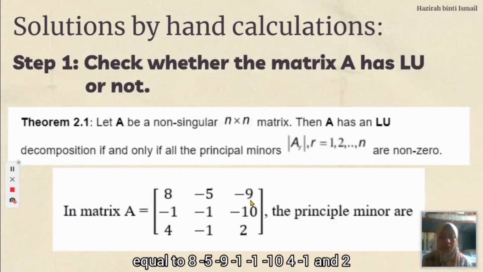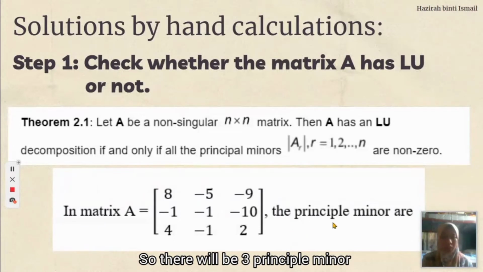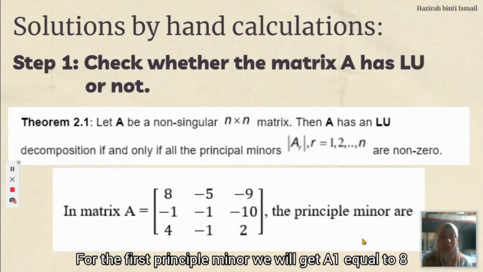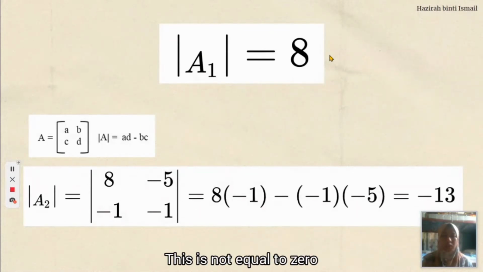So, looking at our problem, our matrix A will be 3 by 3, which is A equal to 8, negative 5, negative 9, negative 1, negative 1, negative 10, 4, negative 1, and 2. So, there will be 3 principal minors because this is 3 by 3, r until n. For the first principal minor, we get A1 equal to 8, and this is not equal to 0.